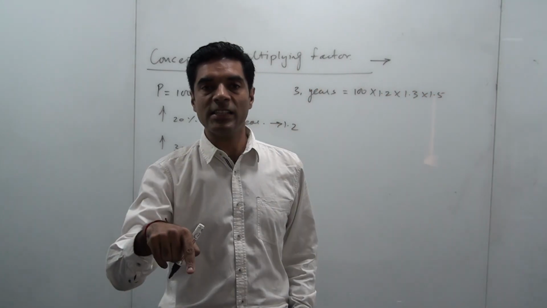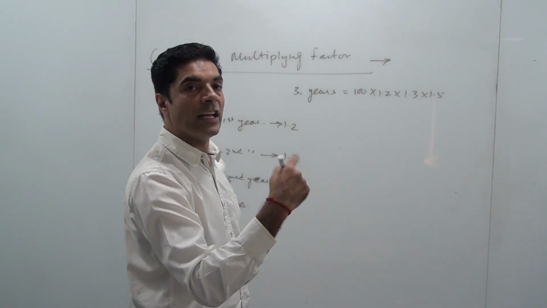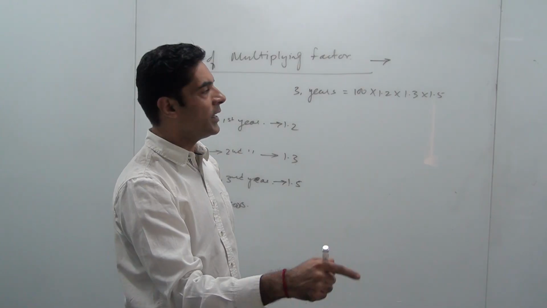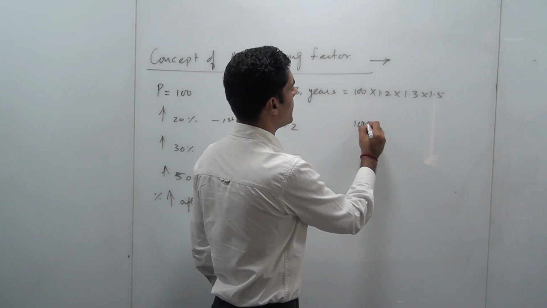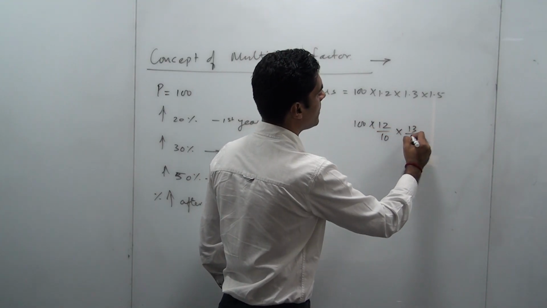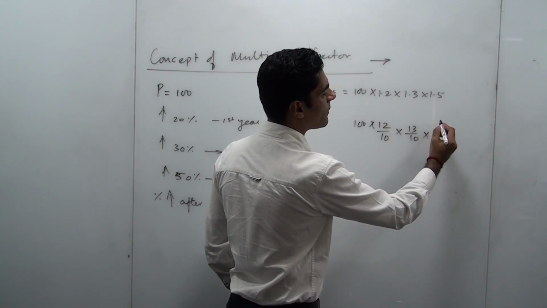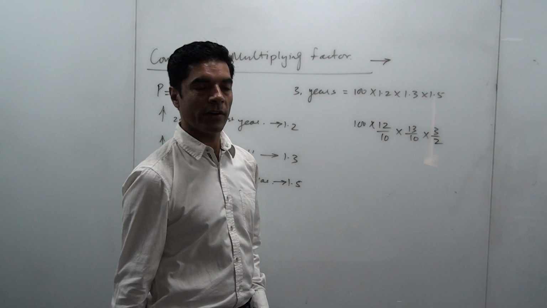Now the challenge lies in solving it without using pen and paper. So if you start multiplying it, it will become very complicated. So what I'll advise you to do is, rather than multiplying it, convert them into a fractional part. So this will become 100 into, let's say, 12 by 10. This will become 13 by 10. And this can be written as 15 by 10, which is nothing but 3 by 2. So this is what you can write.